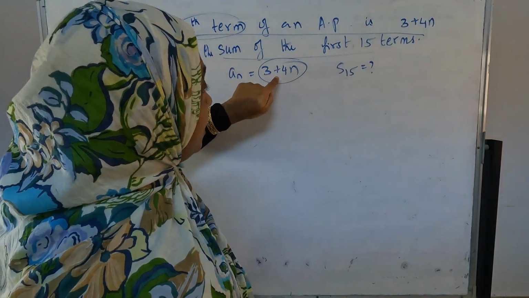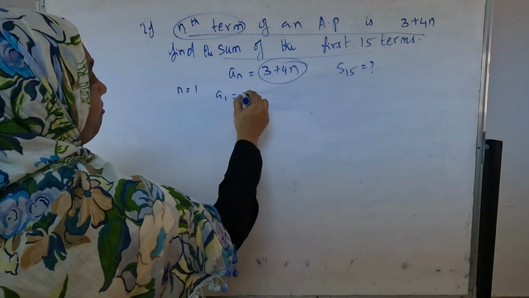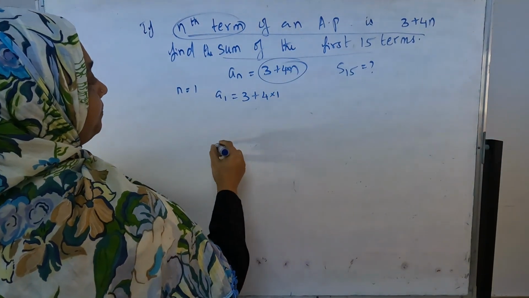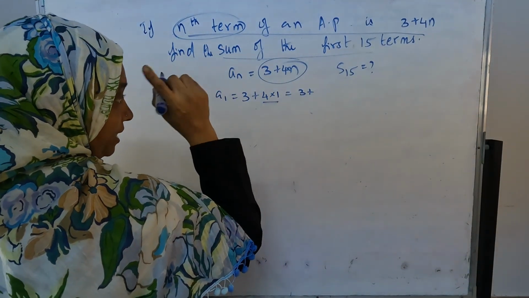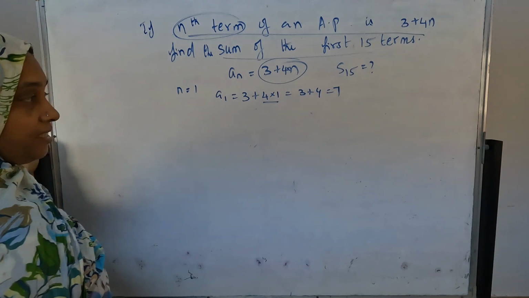This is term only, so I am writing the term here. Substituting n as 1, what will come in the place of n? 4 into 1. Now I am getting 3 plus, first multiplication only. We must keep in mind multiplication first. So 4 into 1 is 4. It is 7. First term is 7.